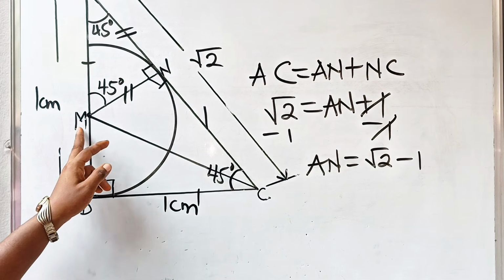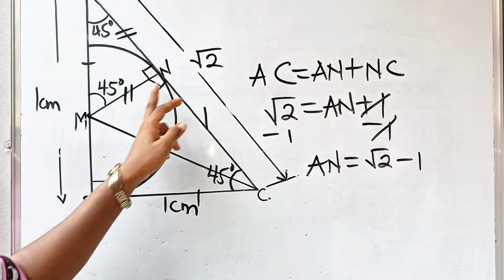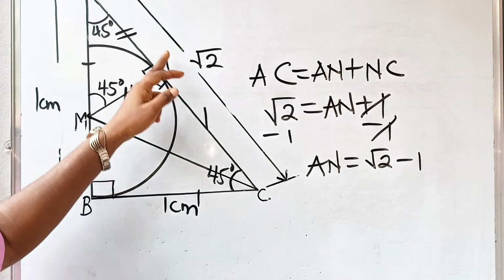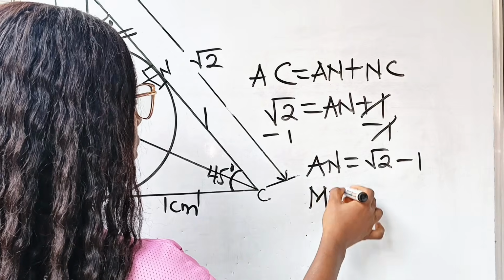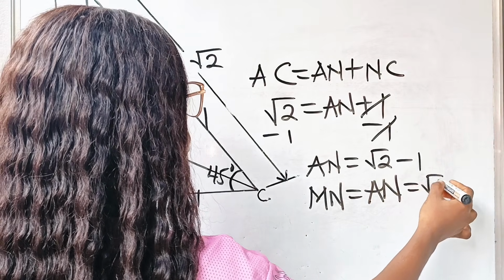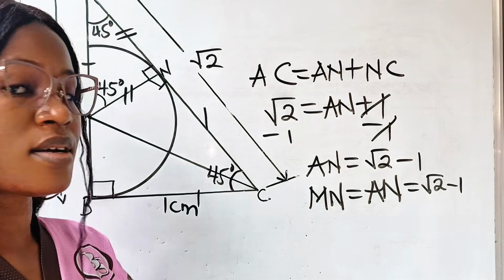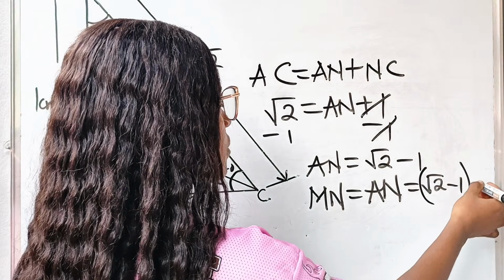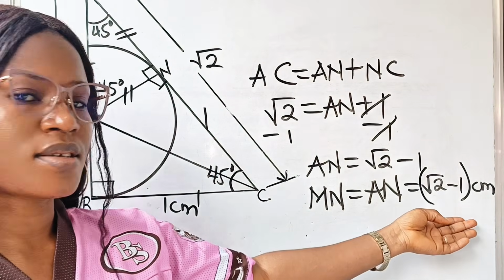Remember the question says we should find MN, but also note that MN is equal to AN. All right? So, MN is equal to AN, which is equal to root 2 take away 1. And that is the value in centimeters. So you can use a calculator to get the value in decimal. So this is the answer in centimeters.